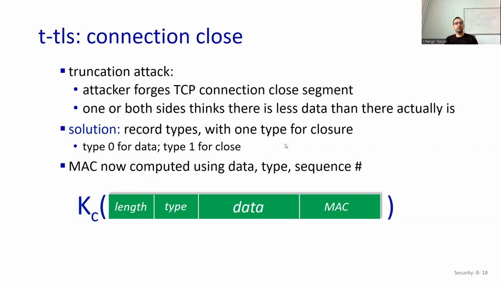Solution: record types, with one type for closure. For instance, type 0 for data, type 1 for close, but put it inside, then encrypt it, so this way they cannot modify this, right? Make the MAC computation using data, type, and sequence number.